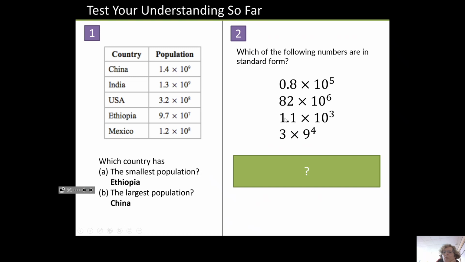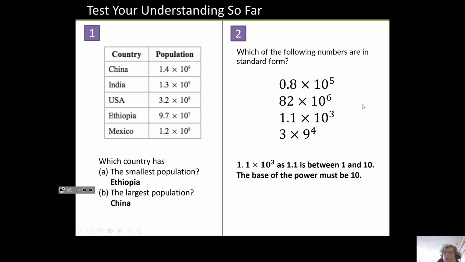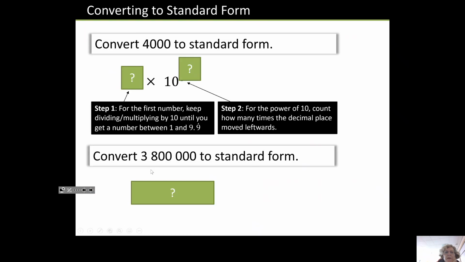The next one, we've got 1.1. Good. That's a number between 1 and 10 times 10 to the power 3. That one is in standard form. 3 times 9 to the power 4 is not standard form because in standard form, the power must be a power of 10, and 3 times 9 to the power 4 is a power of 9. So the only one which is standard form is 1.1 times 10 to the power 3. Okay, hopefully you could see that.